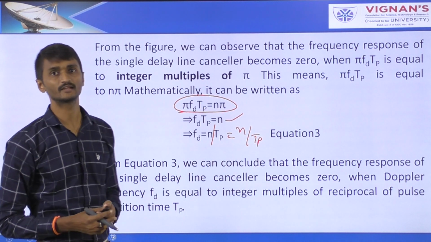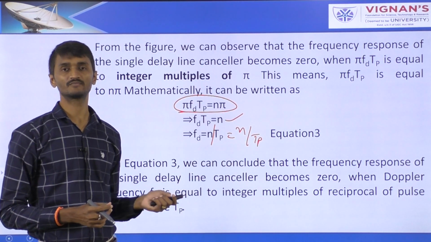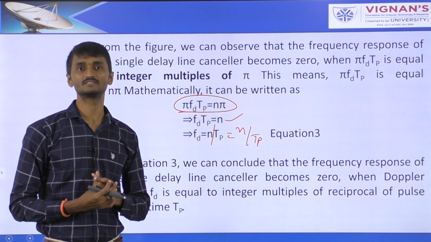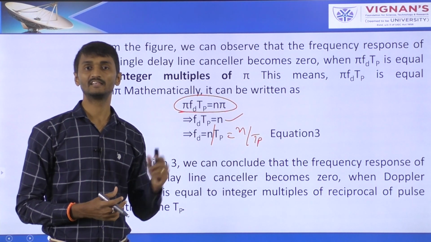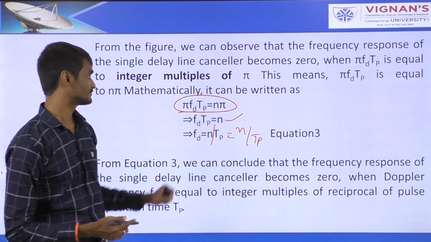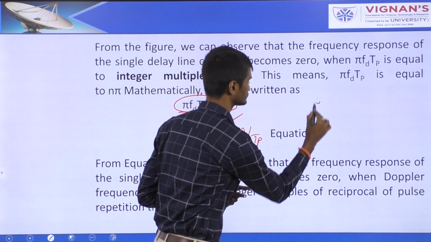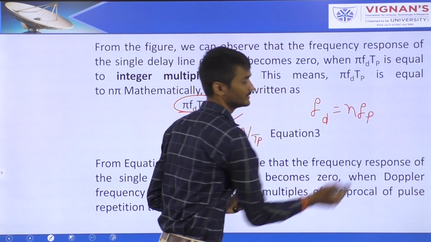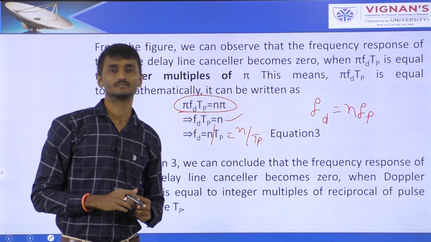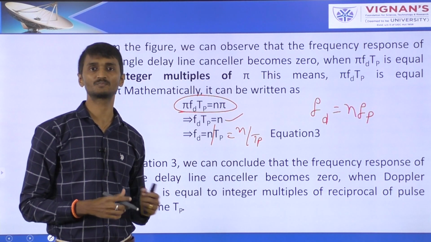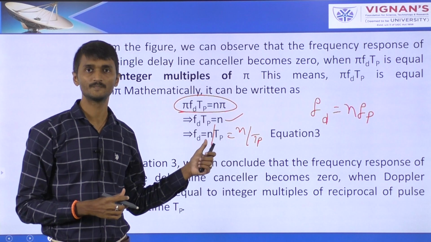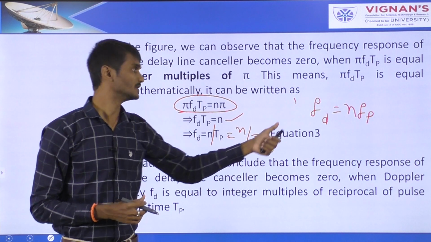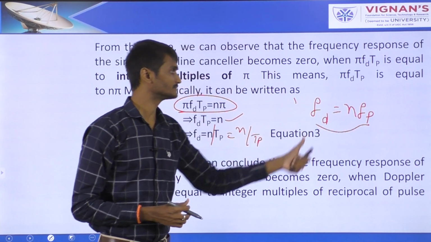From equation 3 we can conclude that the frequency response of the single delay line canceller becomes 0 when the Doppler frequency fd is equal to an integer multiple of the reciprocal of the pulse repetition time, or we can write it as fd equals n into fp. So finally, the frequency response of the single delay line canceller becomes 0 when the Doppler frequency fd is equal to integer multiples of the pulse repetition frequency fp.